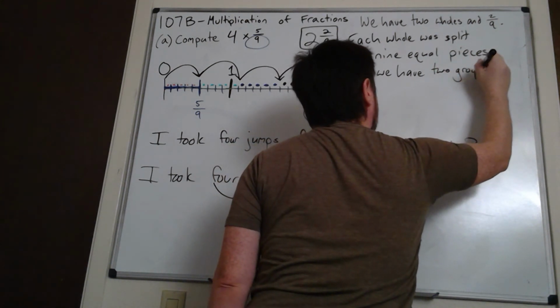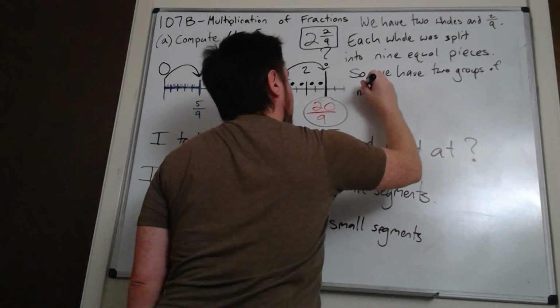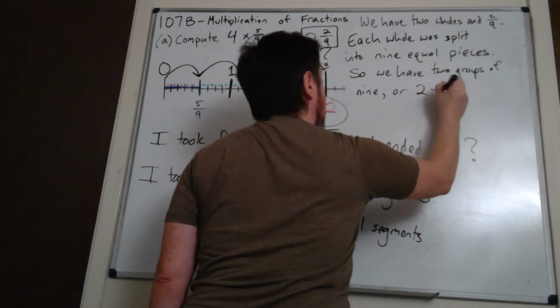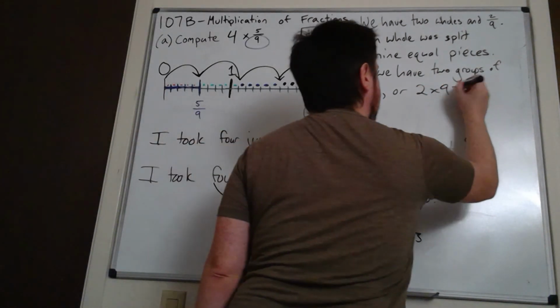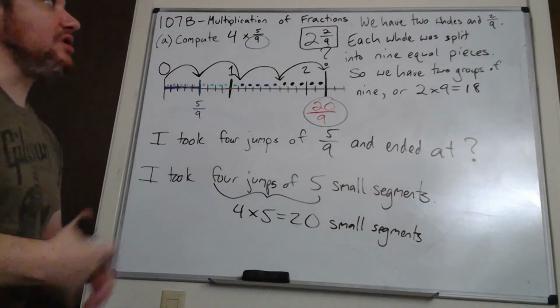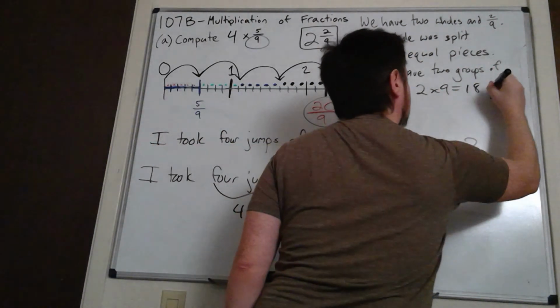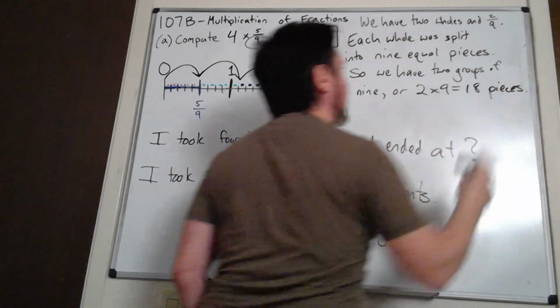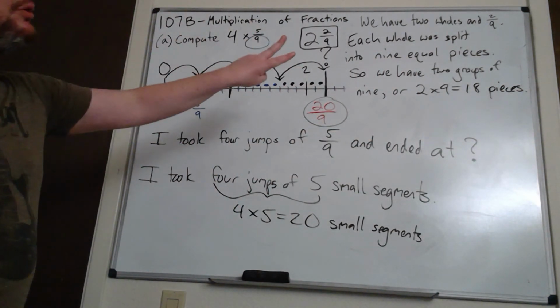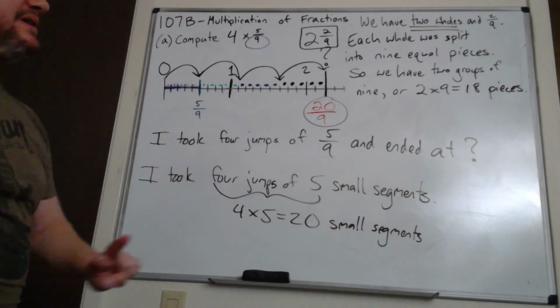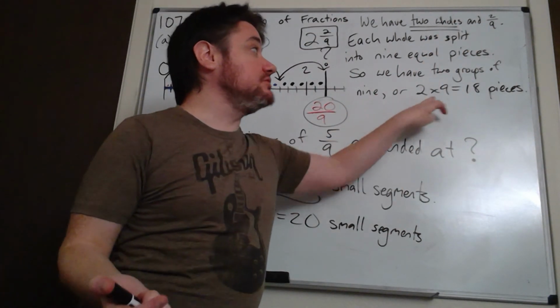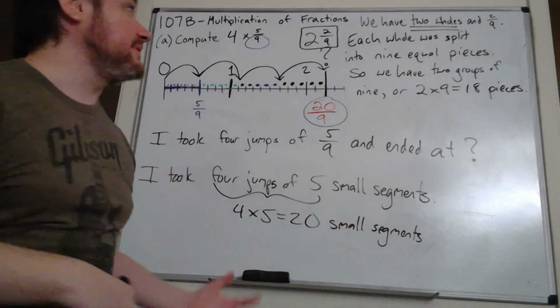2 groups of 9, or 2 times 9. So translate that into math notation, or 2 times 9 is 18 small segments or pieces. Okay? And that's up to the 2, right? So what we just did was we started with 2 wholes. Each whole is split into 9 equal pieces. So we have 2 groups of 9. 2 times 9 is 18, so we've got 18 little pieces.